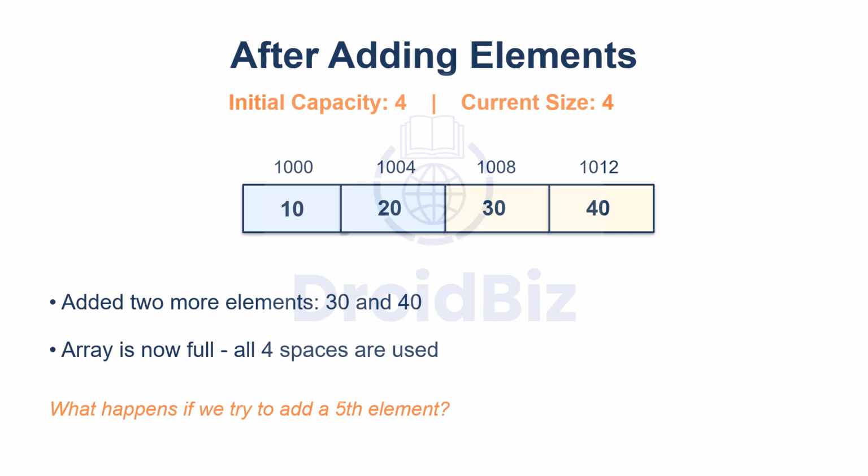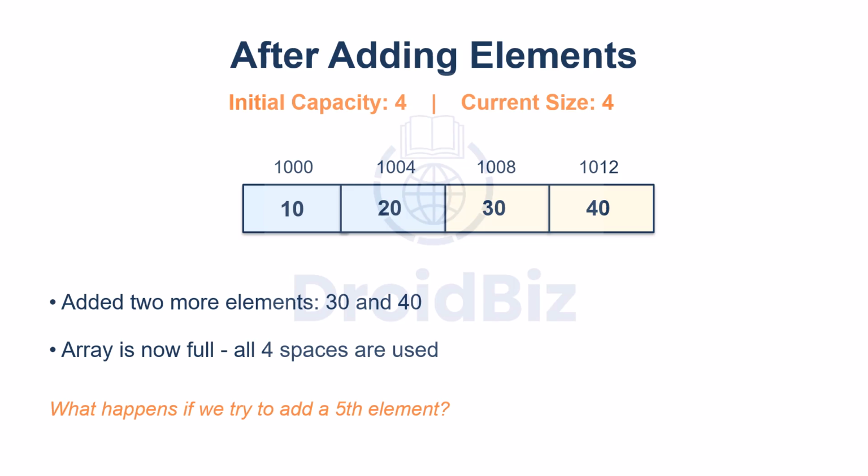Now, let's see what happens after we add more elements to our dynamic array. We have added 2 more elements, the value 30 at address 1008 and the value 40 at address 1012. Notice that the cells containing these new values are highlighted in light yellow to show that they were just added. The current size is now 4, which means all 4 spaces in our array are being used. Our array is now full, with no empty spaces remaining.